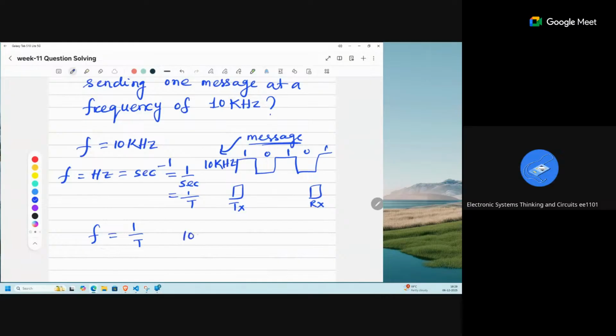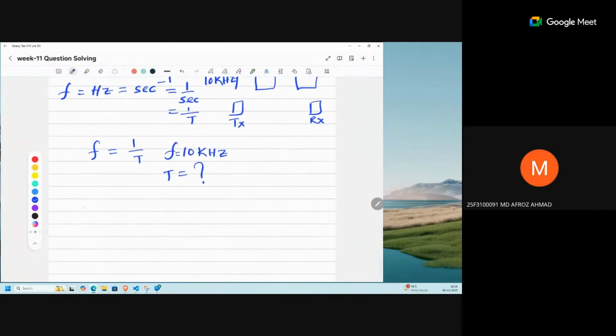Frequency is given to you, 10 kilohertz. Now the question asks you to find the time period. Can anyone find it out and tell me what is the time period? 0.1 millisecond. Okay, how are you getting it? 10 kilohertz means what? 10 into 10 to the power 3, 0.1 millisecond. Answers are varying.